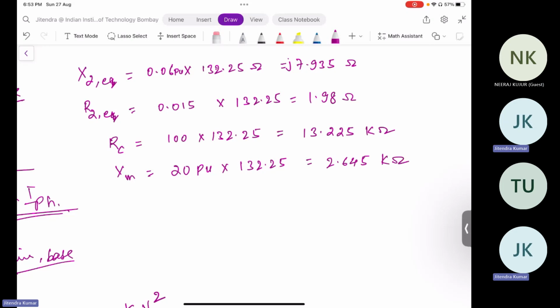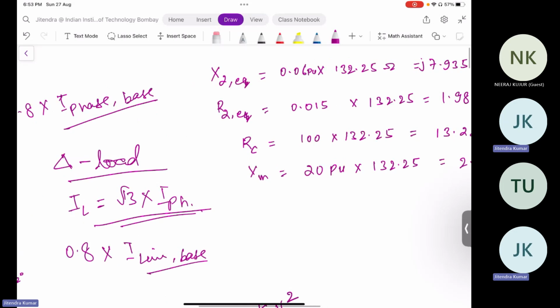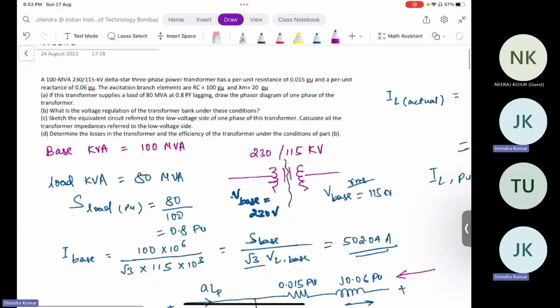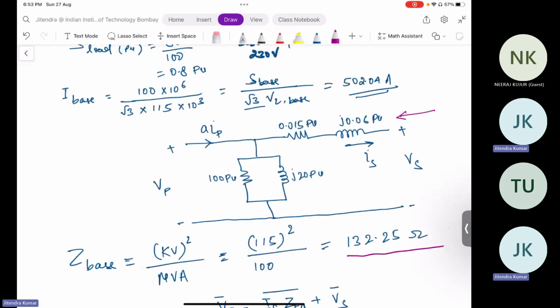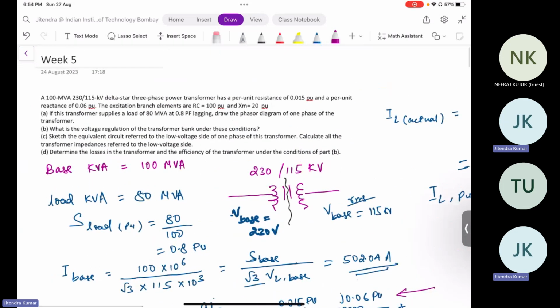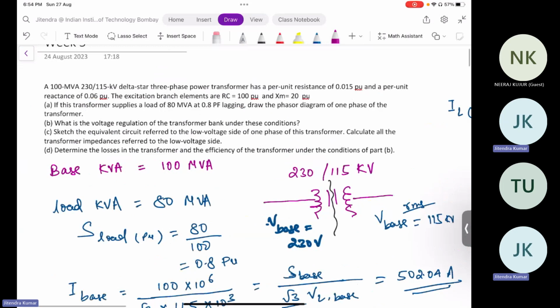So these are all your series impedance and parallel impedance values. You just need to plug in this equivalent circuit and you are done with it. Okay, sir. So what is the last part? The last part is a bit interesting.